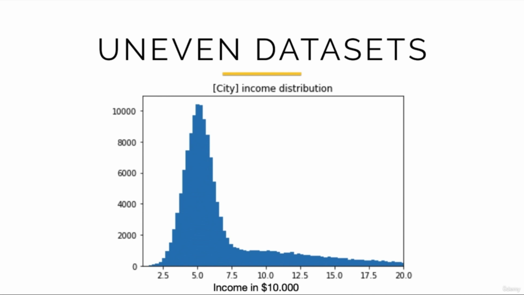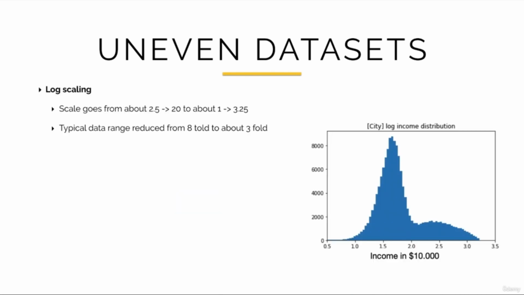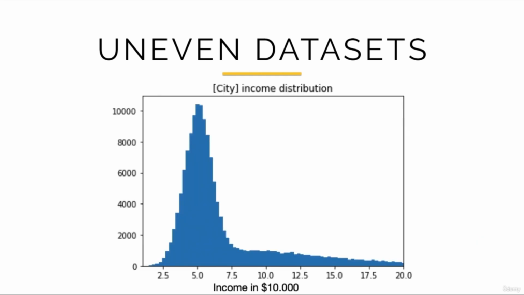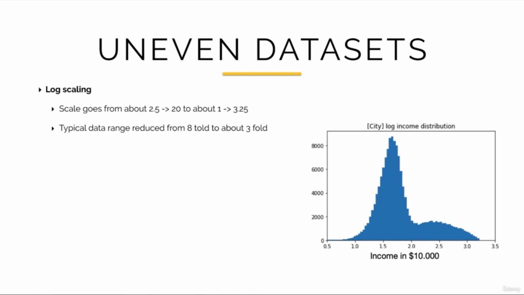And so how do we approach problems like this? How do we address these types of distributions? Well, one thing that you can do is take the log of the income, and you can see the effects here. Rather than having a scale of about 2.5 to 20, which is what we had in this distribution here, we go to about 1 to 3.25 or something like that. So we've dramatically cut down the range of the data in our distribution, or the range of a significant part of the data in our distribution.